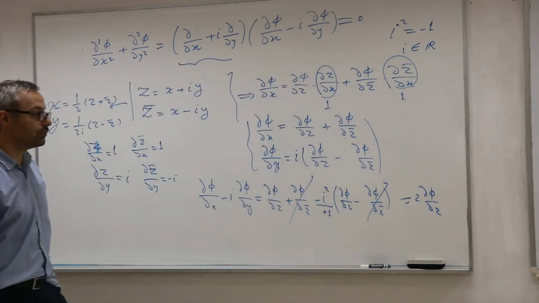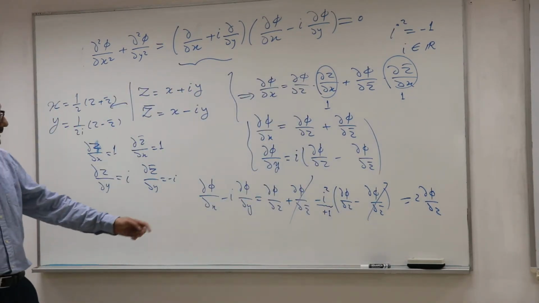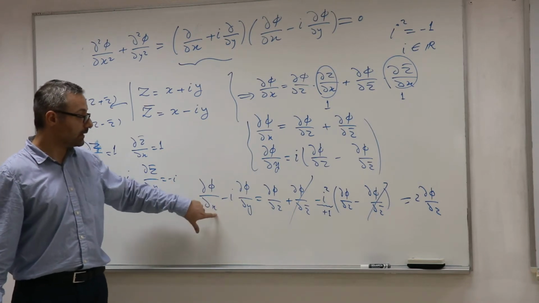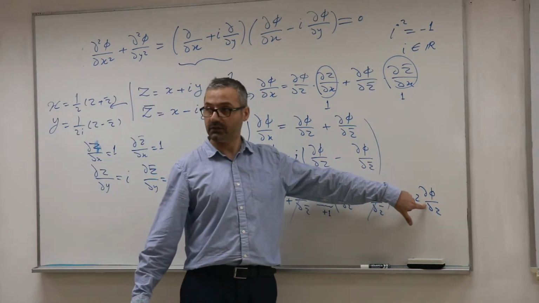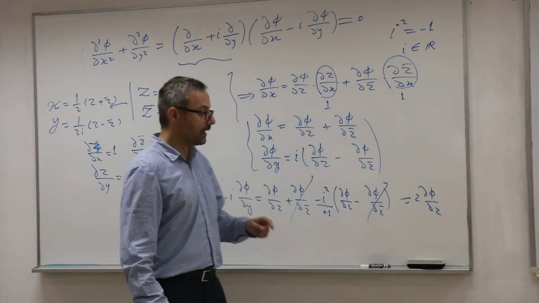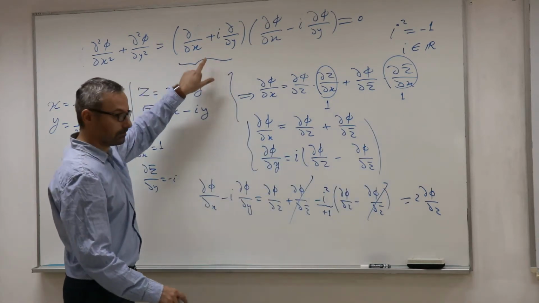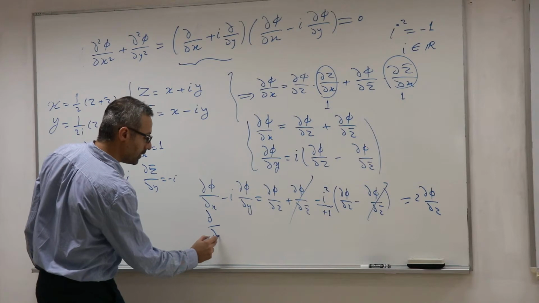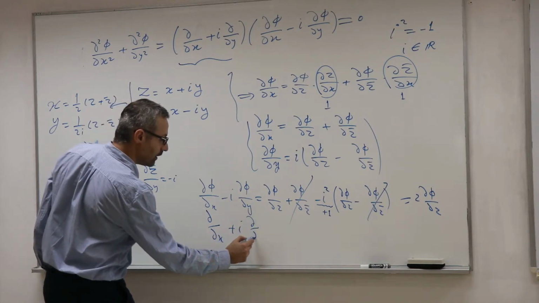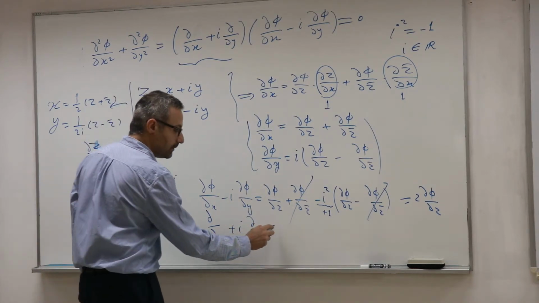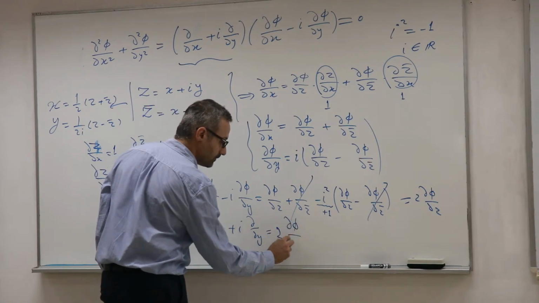You see it's very interesting. The two partial derivatives just reduce to one partial. Why is it? And if you repeat that for partial x plus i partial y, you see that it will be reduced to this.